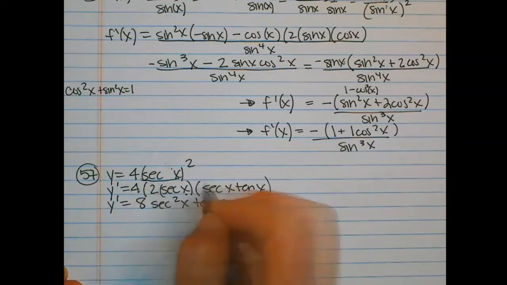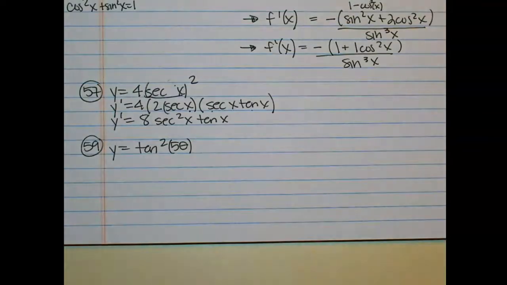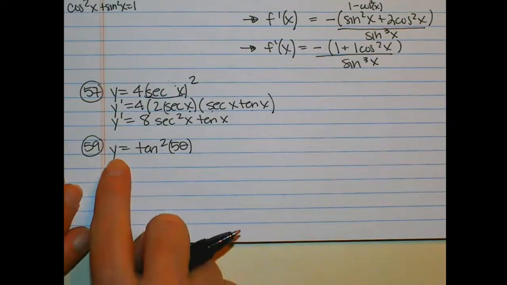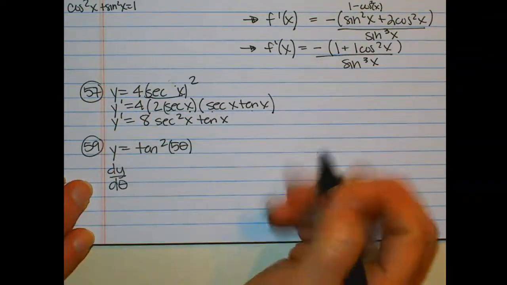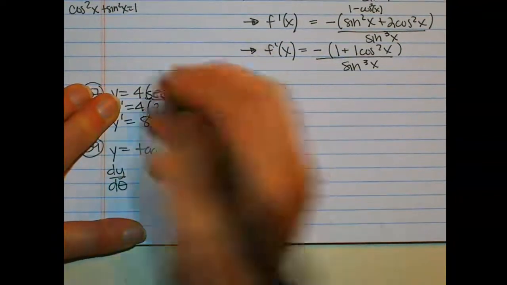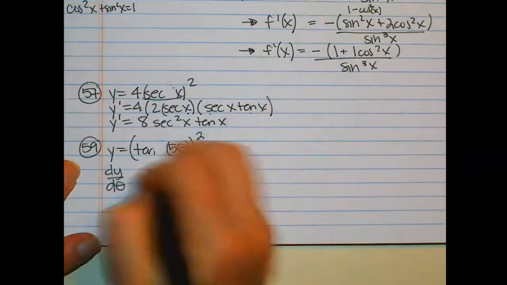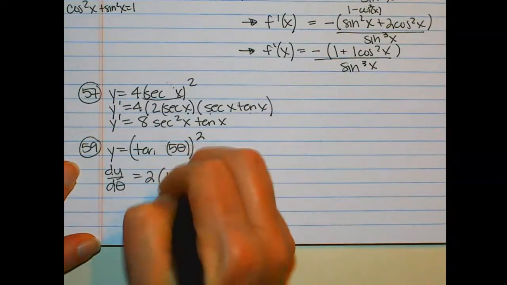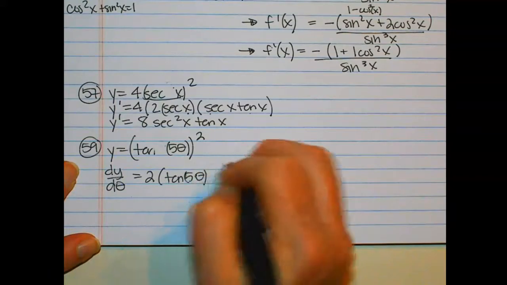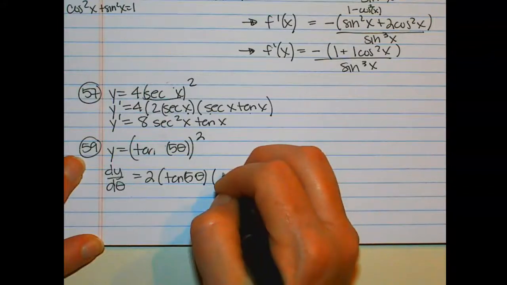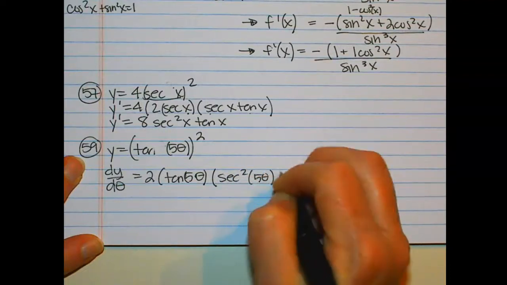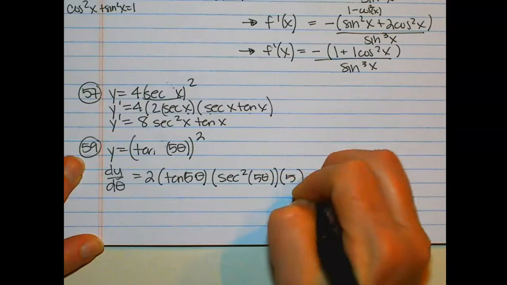Y prime equals... for 57. 59 is good because I'm going to show you the same notation but with theta in it. So this is going to be the derivative of y with respect to theta, not x. So I'm going to write this as dy d theta. And I'm going to rewrite this as easy chain rule like this, so that I can say the derivative is 2, keep the baby, tangent of 5 theta to the first power, times the derivative of tangent 5 theta, which is the tangent's derivative is secant squared, keep that baby, times the derivative of that baby is 5.